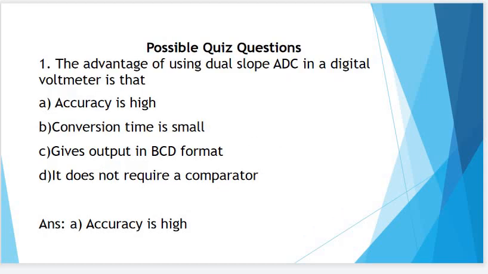Possible quiz question: the advantage of using dual slope ADC in a digital voltmeter is that the accuracy is very high.